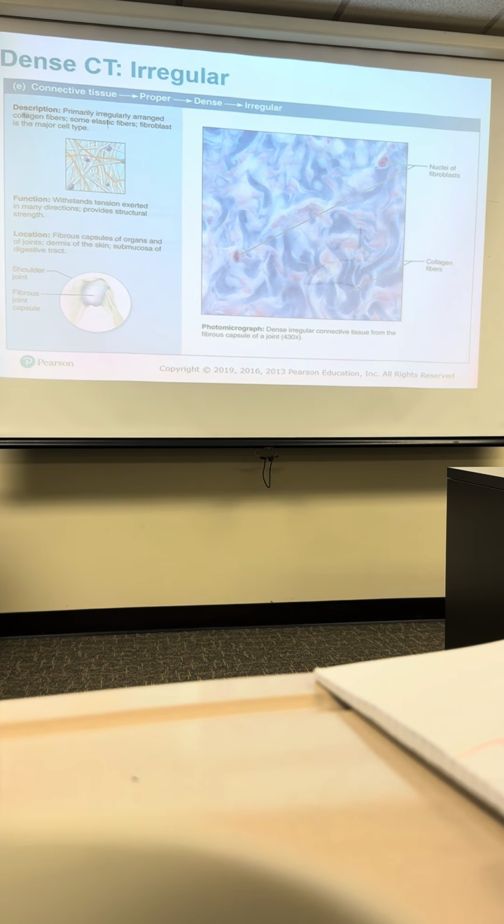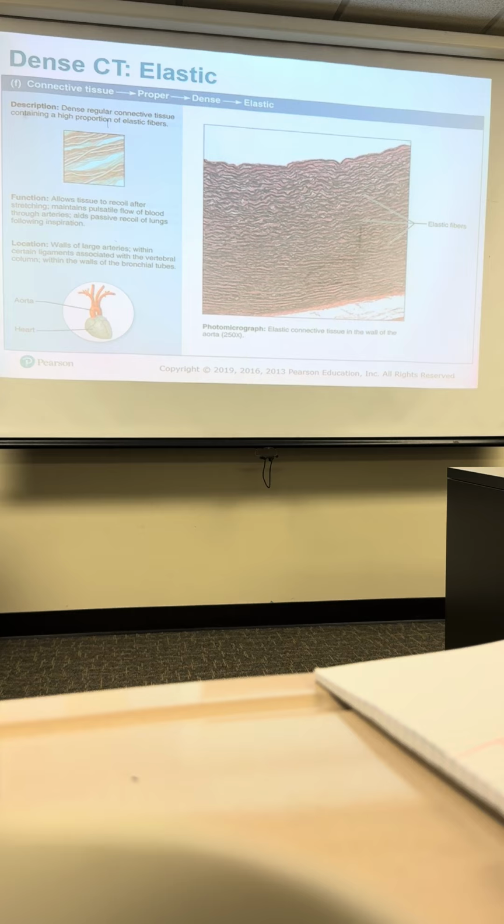Yeah. So now let's talk about the irregular dense connective tissue proper. What do you see? It's irregular. The fibers are very, very irregular. However, they are very close to each other. So where do you usually find them? Fibrous capsule of the organ and of joints, dermis of the skin, submucosa of the digestive tract.